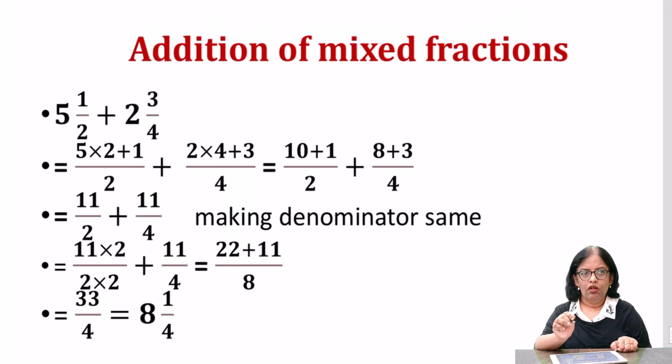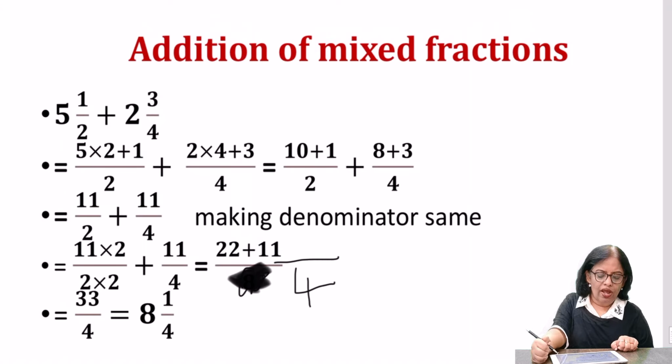Right, now I told you that before doing any operation on fractions we need the denominators the same, right? You can't add otherwise. So the LCM of 2 and 4 will be what? 4. So 2 what are 4? 2 2s are 4. I can't multiply only the denominator, I have to multiply the numerator as well. So 11 into 2 upon 2 into 2 plus 11 upon 4. 11 2s are 22 plus 11 upon 4. So my answer is 33 upon 4.